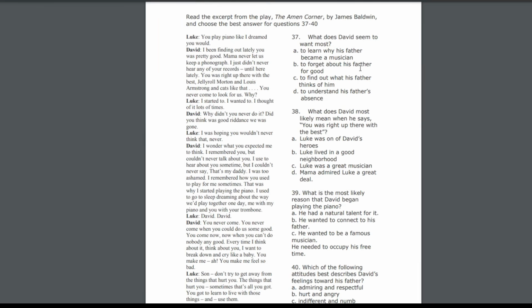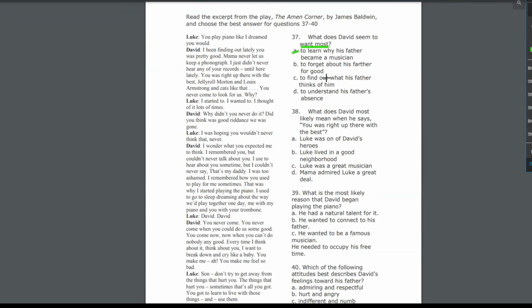So if we look at 37, it says, what does David seem to want most? That goes back to understanding, did you read the whole passage? Did you understand who the people were and what their conversation consisted of? Always going back and understanding that. Take your time and read the passage. Understand what is going on. The key here is, what did he want the most? To learn why his father became a musician. We do know that his father was a musician, right? But he wasn't yearning, or that wasn't the central focus, to know why, right? So that's out.